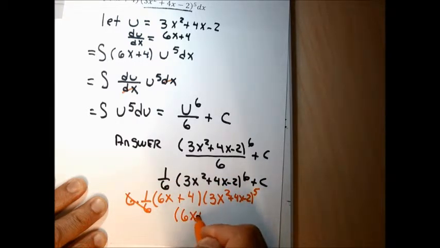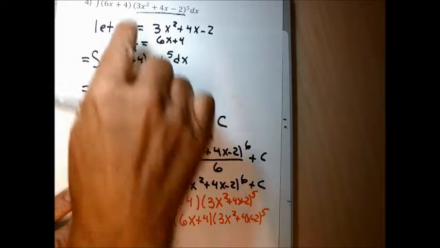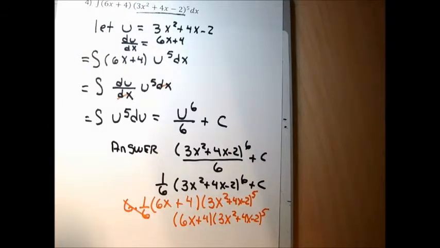And you're left with 6x plus 4 times 3x squared plus 4x minus 2 to the 5th, which is exactly the stuff that was in my integral, between my integral sign and the dx in the original problem, so I know my answer is right. So each of the first 6 problems, if you take the time to take the derivative of your answer, you can make sure your answer is correct.